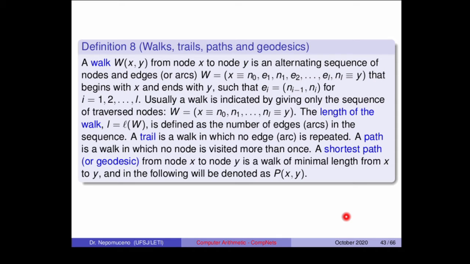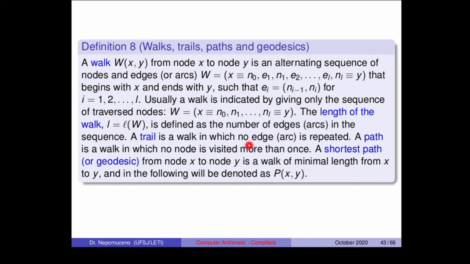A walk W_XY from node X to node Y is an alternating sequence of nodes and edges or arcs. So you can go from node X to any Y, using any edges, and so on. It begins with X and ends with Y, such that you have all of these edges between these two nodes. Usually a walk is indicated by giving only the sequence of traversed nodes. So for a walk you can just write the nodes.